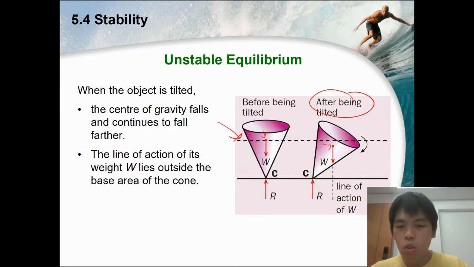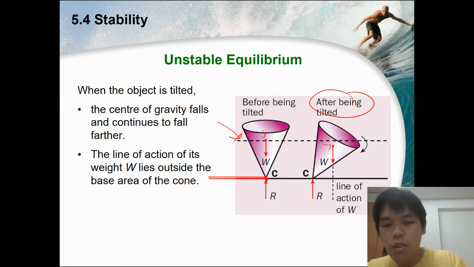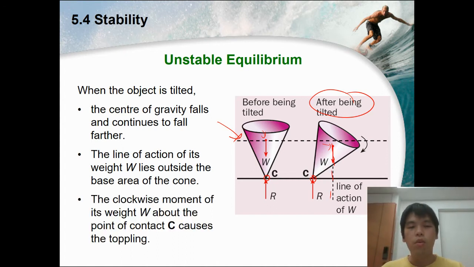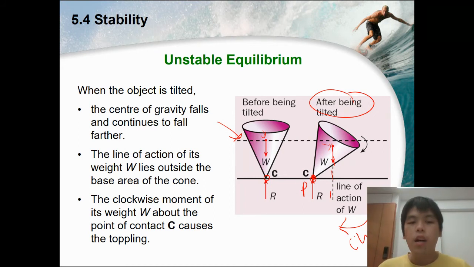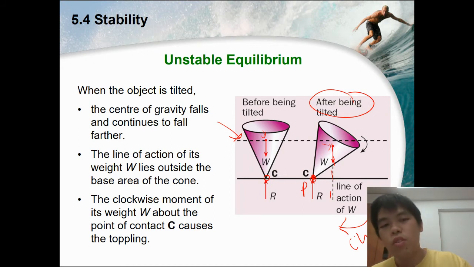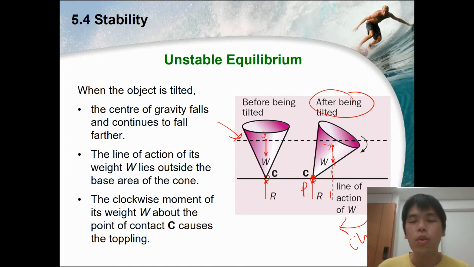What do I mean by base area? Where's the base now? The base area is just here, a very small area. Immediately, this line of action is outside the base area because the base area is so small. This will give a clockwise direction because now the pivot is here. A clockwise moment about the point of contact, and then it will topple, so your center of gravity keeps falling lower and lower. This is what we call an unstable equilibrium.